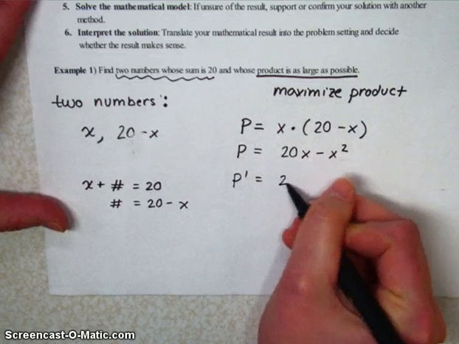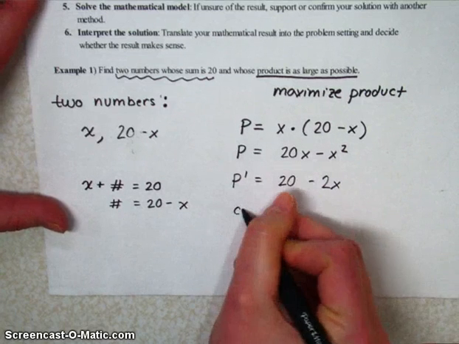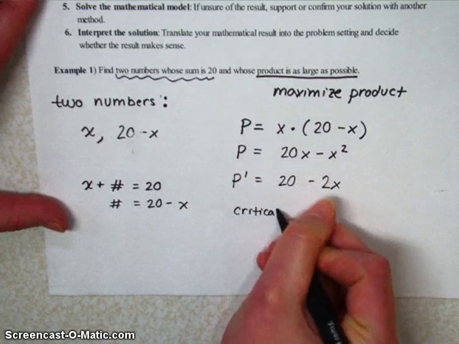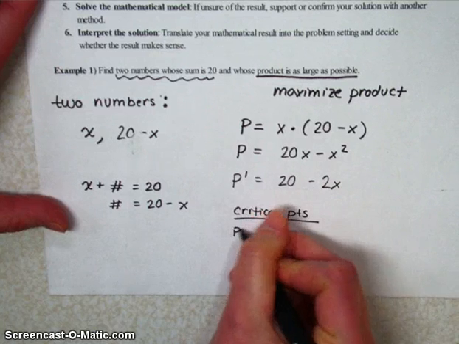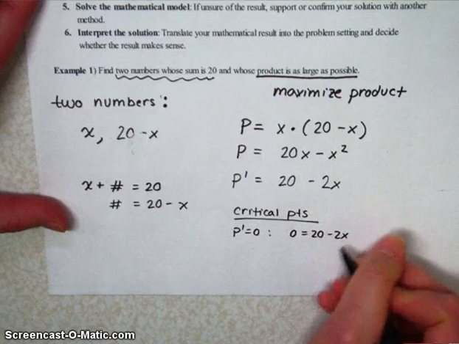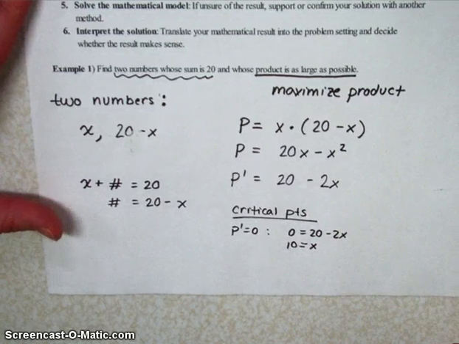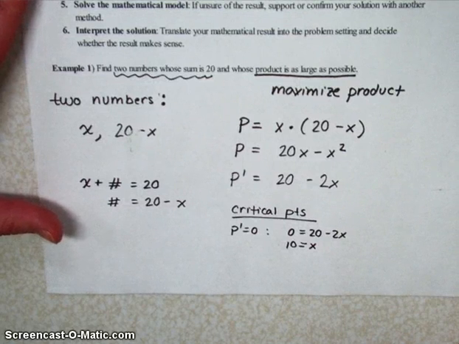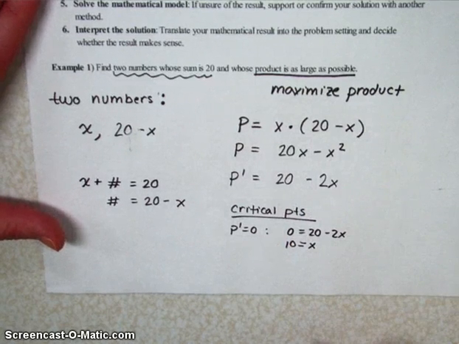Taking the derivative, I see I get 20 minus 2x. Now in this case, my critical points are going to come only from where the derivative is equal to 0. And in this case, when you solve this, you get x equals 10. Now you can't just assume because you get only one critical point that this is definitely going to be your maximum. You have to show through a table and some words that this is a maximum.